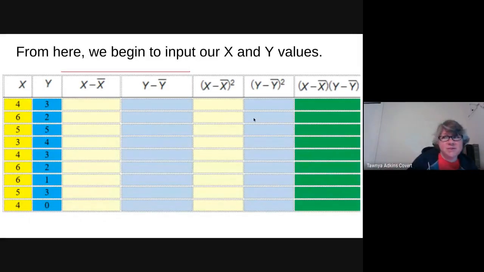The first thing we have to do is calculate the mean for each of our sides. So the mean for X and the mean for Y.